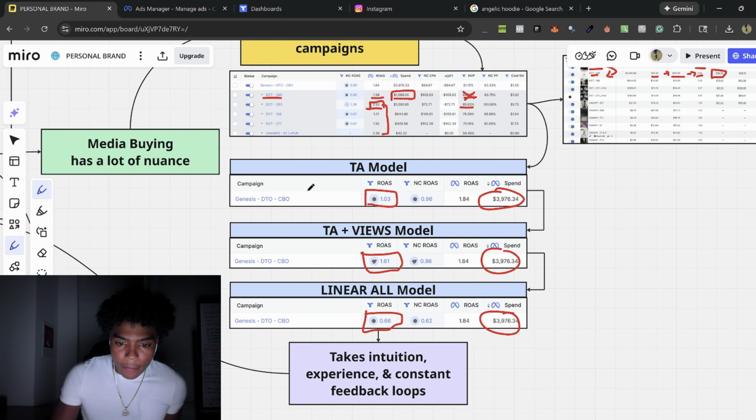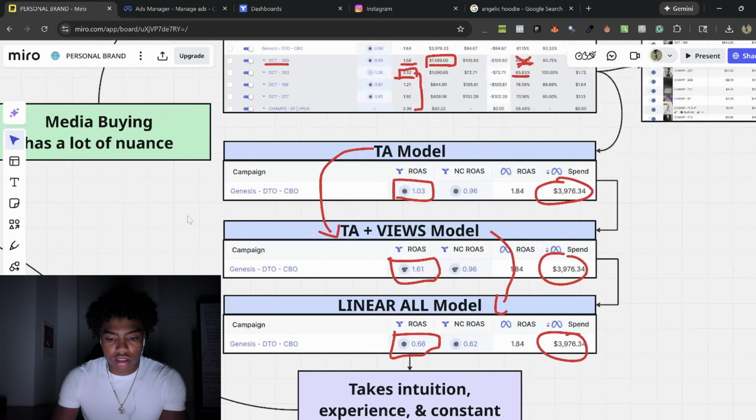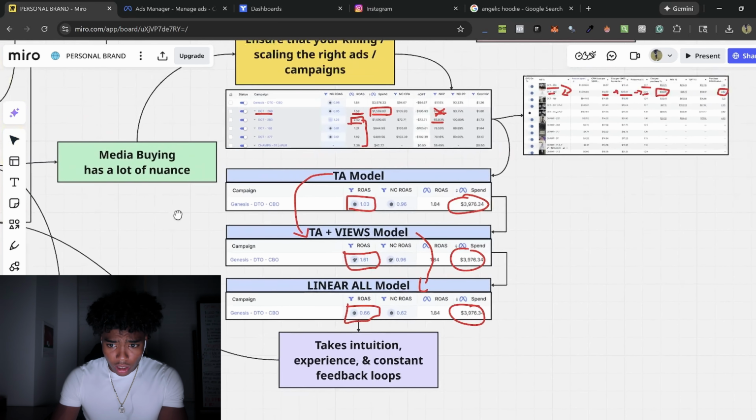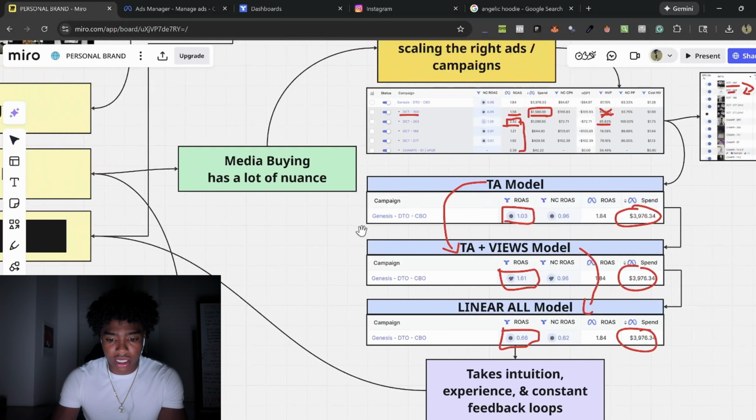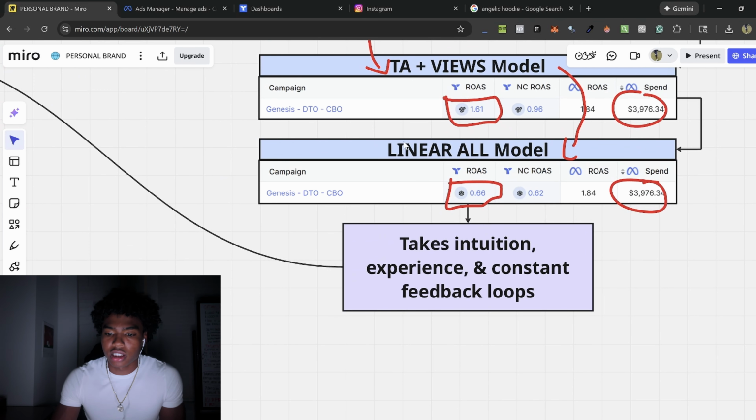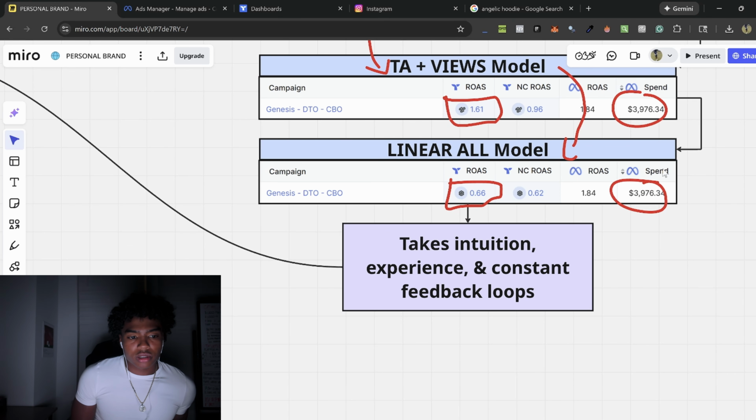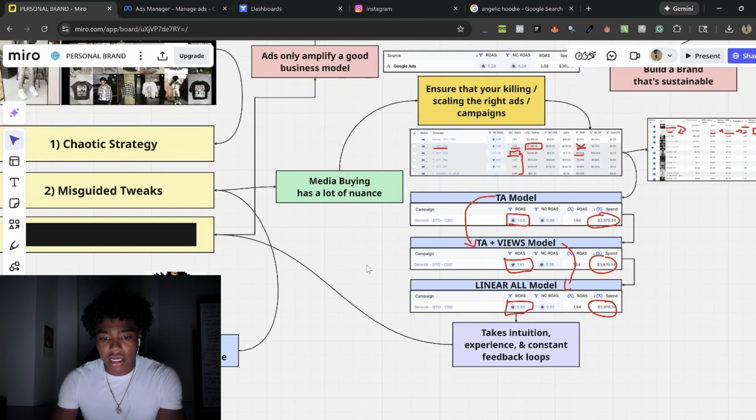You know what I'm saying? Because all of this can just introduce a lot more confusion if you're not knowing what you're doing, because each attribution model has its own benefit and tool. Like you can use first click to identify prospecting ads and prospecting channels, and last click to identify your bottom of funnel ads and things that are leading to conversions, right? So like I said, it's a lot of nuance, and at the end of the day, it takes a lot of intuition, experience, and constant feedback loops, from lots of rounds of testing and losing money, quite honestly, to get that data.